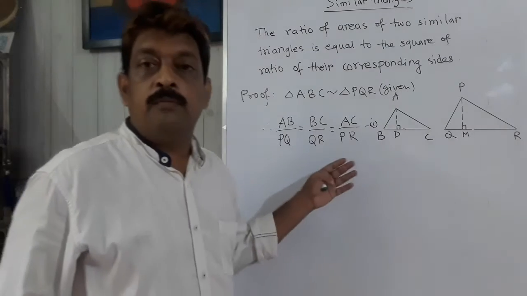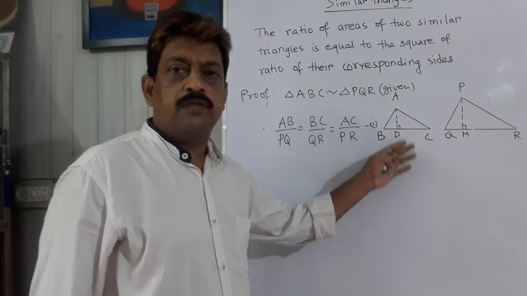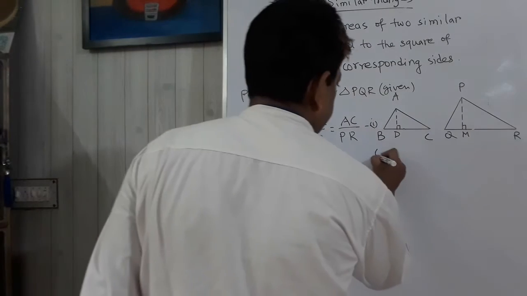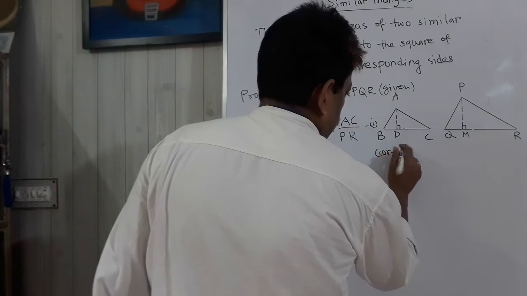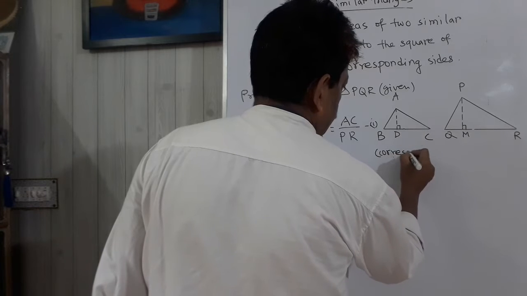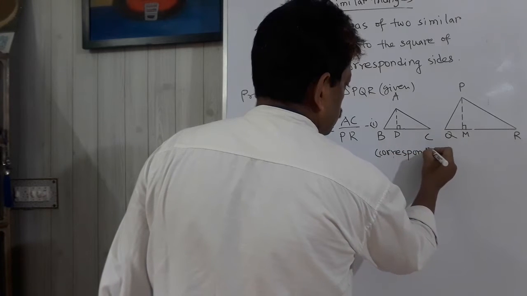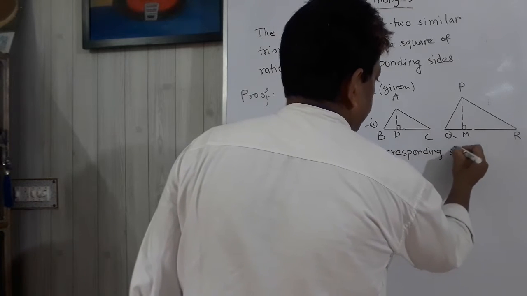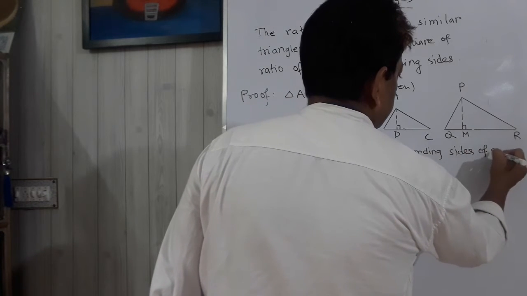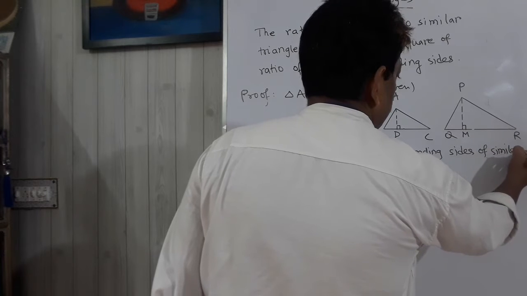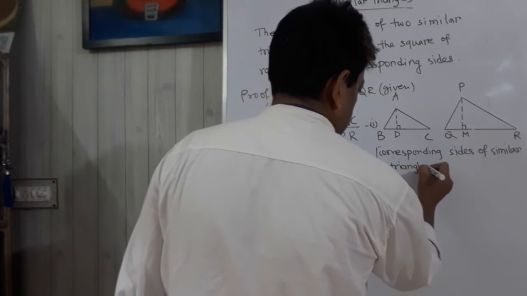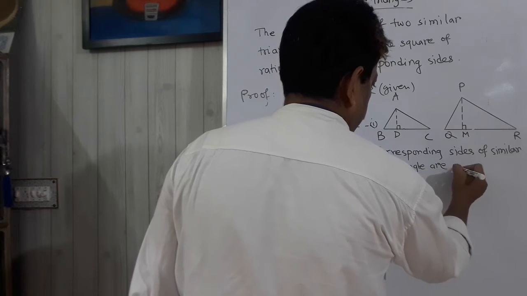And in reason, we must write corresponding sides of similar triangles are proportional.